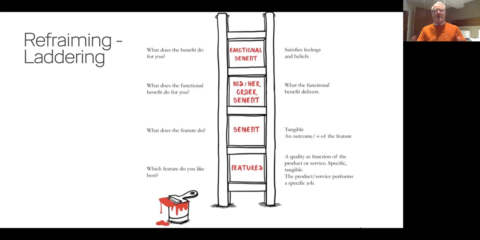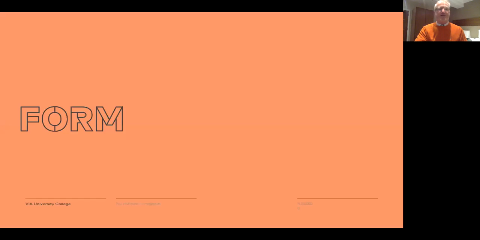Another method, which I won't run through, is the reframing laddering technique, which is a bit stronger technique in my opinion, but it's harder to work with as well. But you could dig into that one if you fancy. So now we have identified motivations and so on for the stakeholders. We have tried to understand it a bit better.